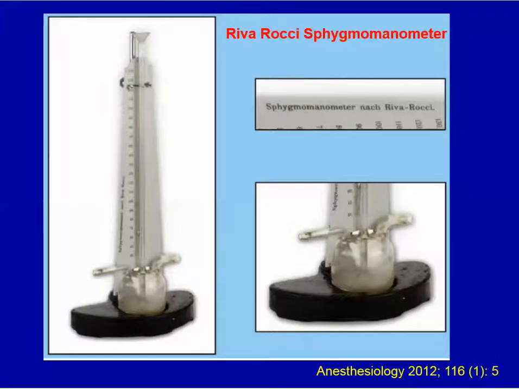This is a picture of Riva Rocci's sphygmomanometer, which Dr. Cushing transported back to the United States.